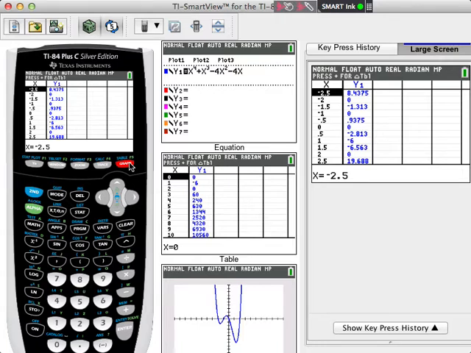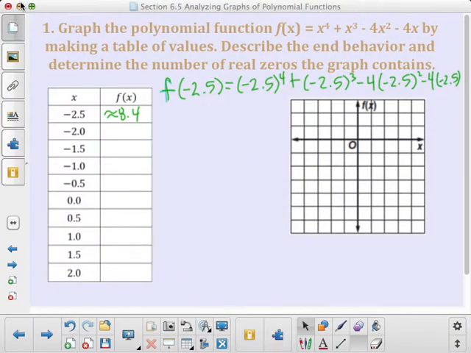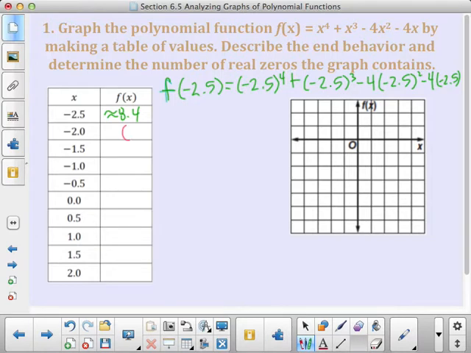If you see, it's negative 2.5, 8.4, negative 2, 0, negative 1, negative 1.3, negative 1, 0. And I can go ahead and just copy all of those over. Okay. We just need an approximate value. Negative 1.